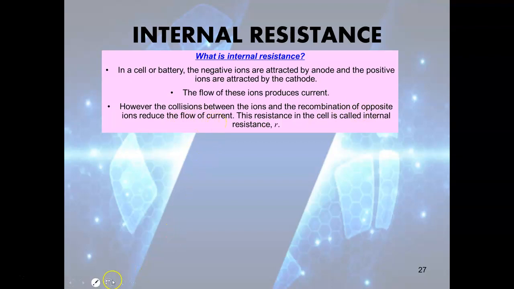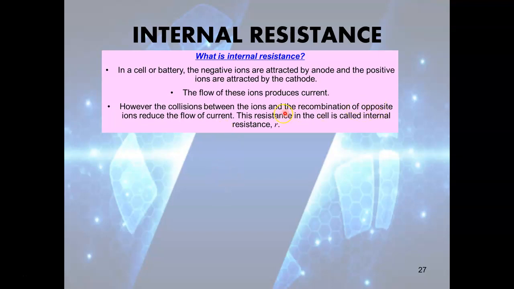So let's say I have a few ions in one space or one container, and I make the ions move from one point to another point. There is a possibility that the ions will collide with each other or recombine with the opposite ions.